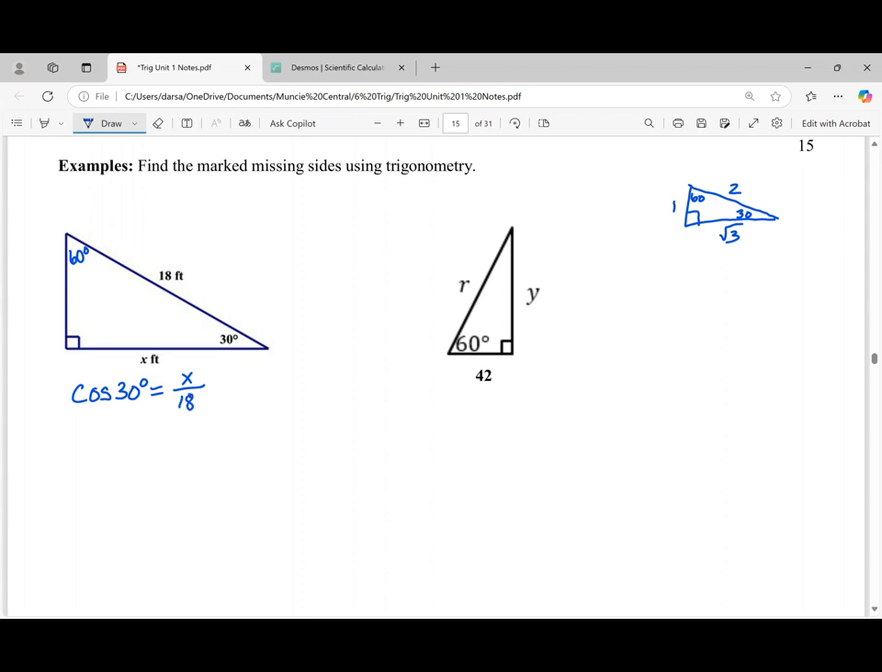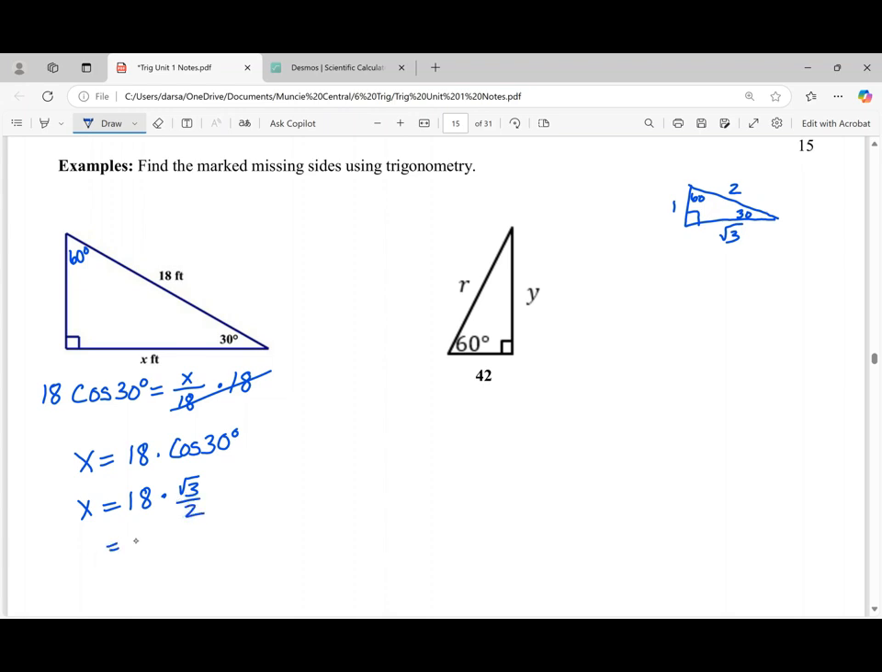How do we solve these problems? Remember, multiply both sides by the denominator first. That gets us so that there's nothing in the denominator. So we have 18 times the cosine of 30 degrees. Now, using our special triangle over here, we can see cosine of 30 degrees is square root of 3 over 2. So we can go ahead and write that in.